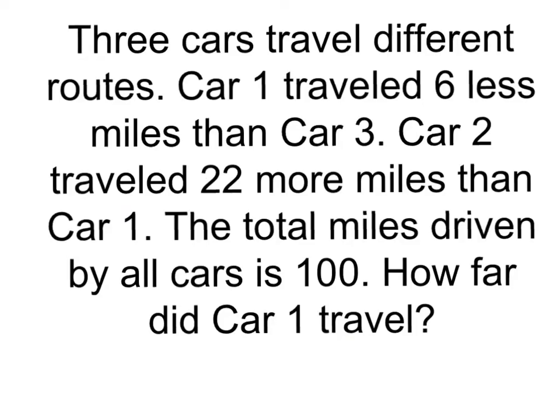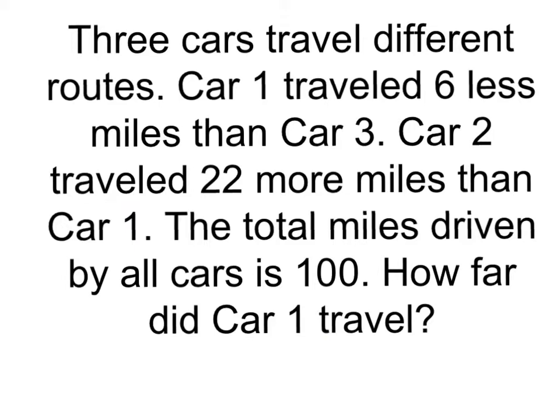Three cars travel different routes. Car 1 traveled 6 less miles than car 3. Car 2 traveled 22 more miles than car 1. The total miles driven by all cars is 100. How far did car 1 travel? Try that and bring an answer up here to the desk.